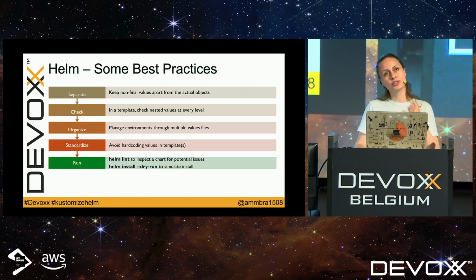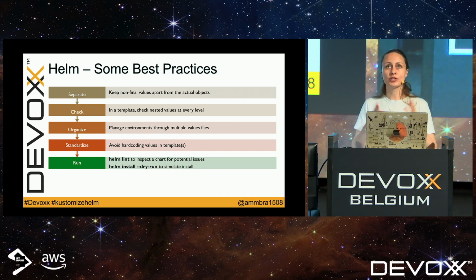However, there are still some best practices to live a great life with Helm. Always separate the non-final values from the actual objects. Try to avoid hard coding as much as possible. Manage environments via multiple values files, usually values.environmentname.yaml. And in a template, always check your nested values at every level, because you might forget to declare something in your values.yaml, and you're just avoiding a pain in case you're not checking the correctness of your charts.